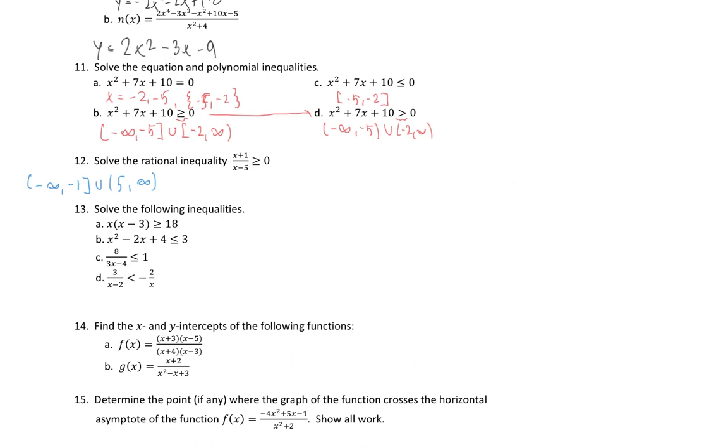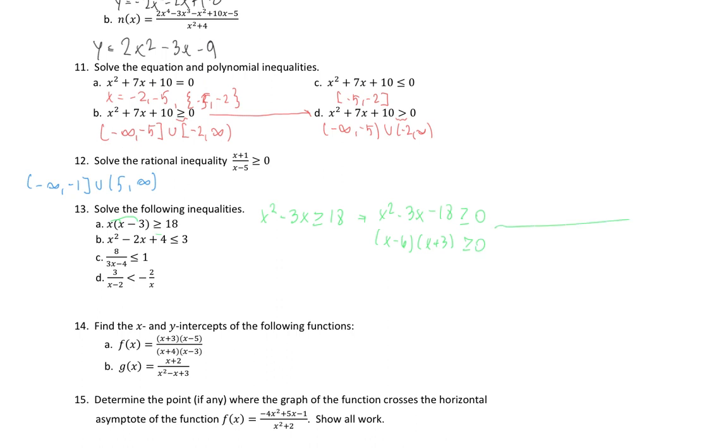Okay, so for 13, for this first one, I'm going to distribute my x, and I'll move that over because I'm going to try to compare it to 0. I like comparing things to 0. That's pretty easy. So x squared minus 3x is greater than or equal to 18. And I'll subtract the 18 over. x squared minus 3x minus 18 is greater than or equal to 0. And this will factor: x minus 6, x plus 3, greater than or equal to 0.